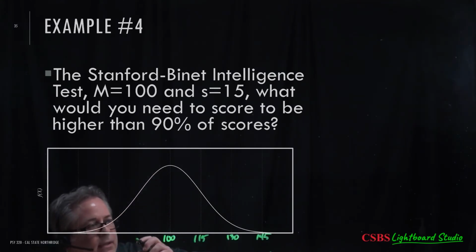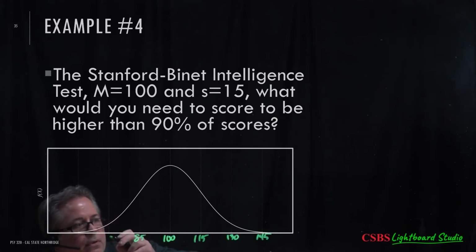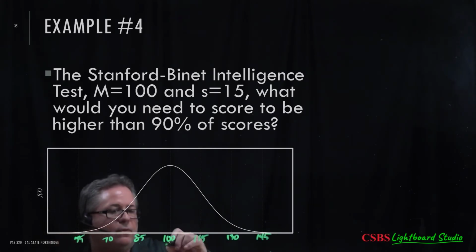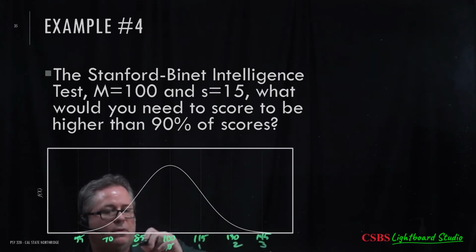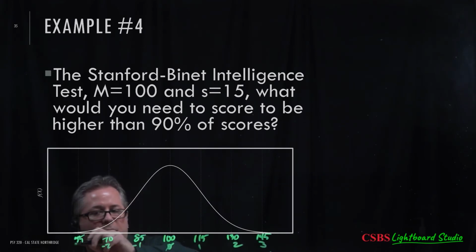I can't see the lines. 85 is like here. And then there's 70, and then 55 somewhere over here. And then this, of course, corresponds to 0. 1, 2, 3, negative 1, negative 2, negative 3. All right, there's all the values.